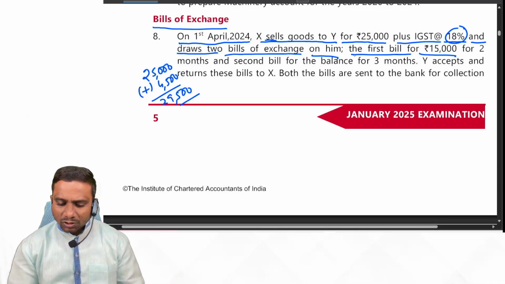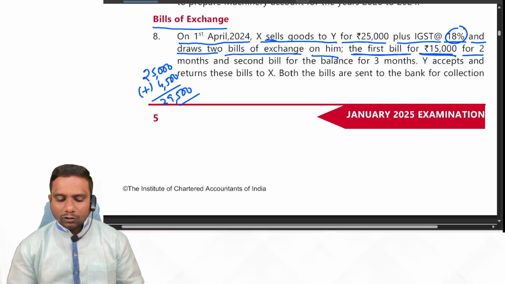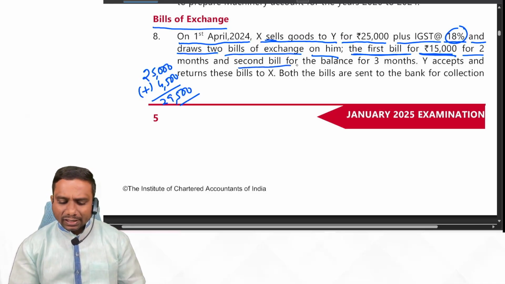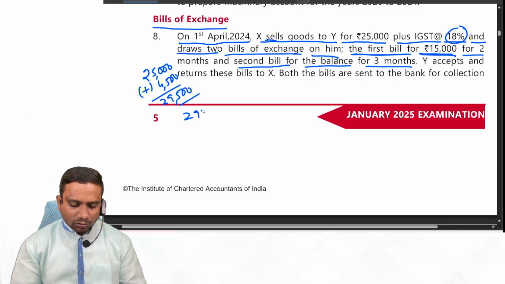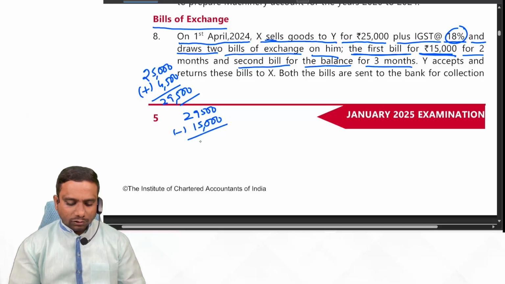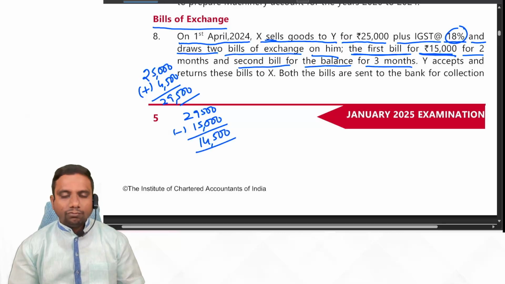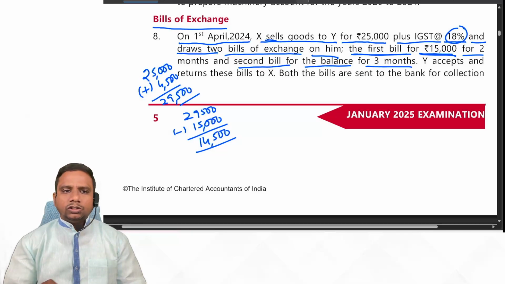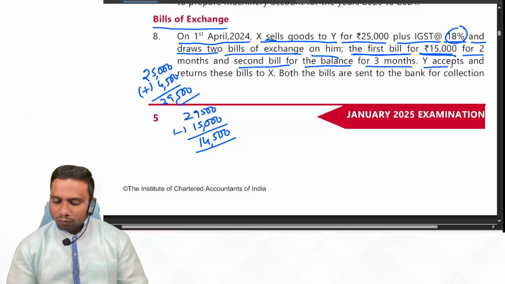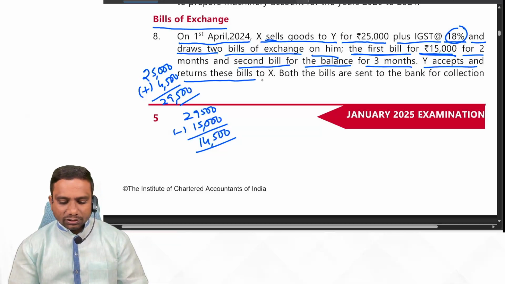But here, what is happening? Here, we are drawing two bills: the first bill for 15,000 for 2 months and the second bill for the balance for 3 months. Observe, out of 29,500, we are drawing the first bill for 15,000. What is the balance amount, students? 14,500. For this amount, we are drawing the second bill. The first bill is due in 2 months, and the second bill is due in 3 months. Fine. Now, Y accepts and returns these bills to X.